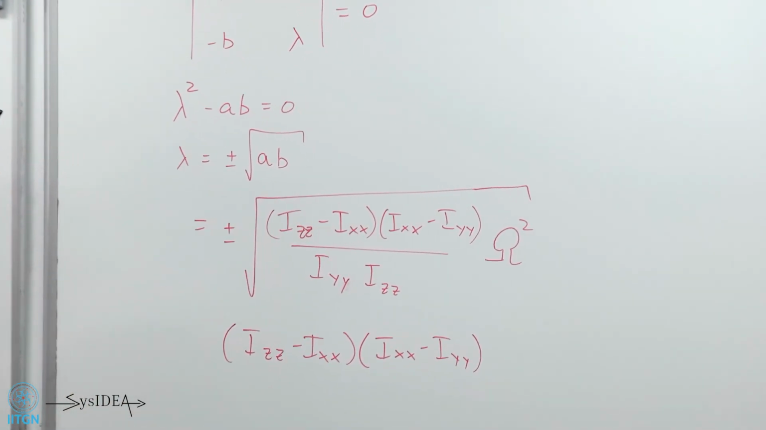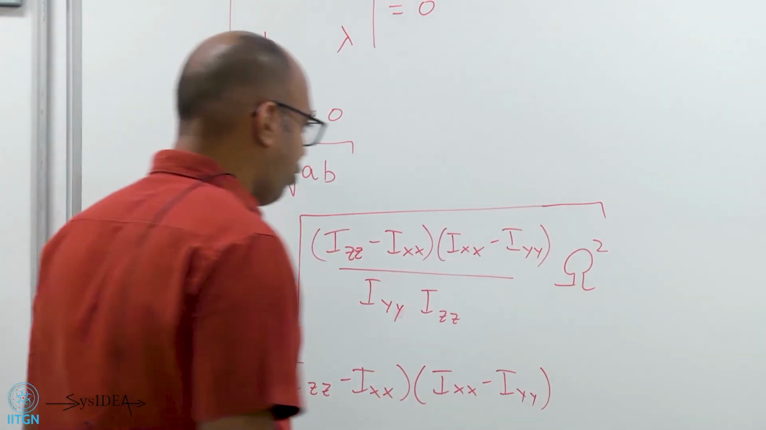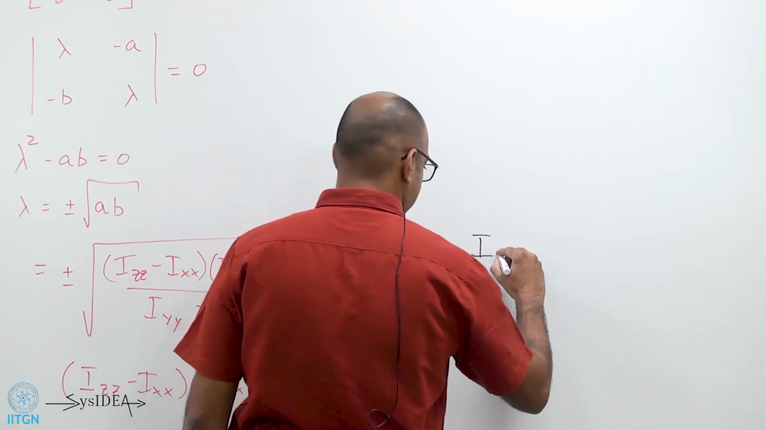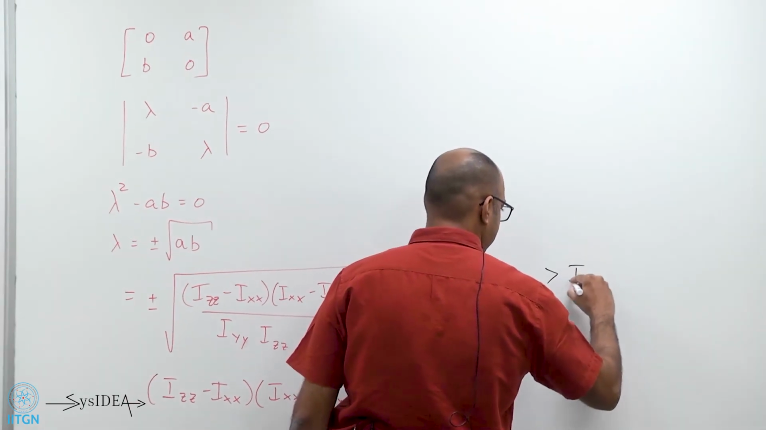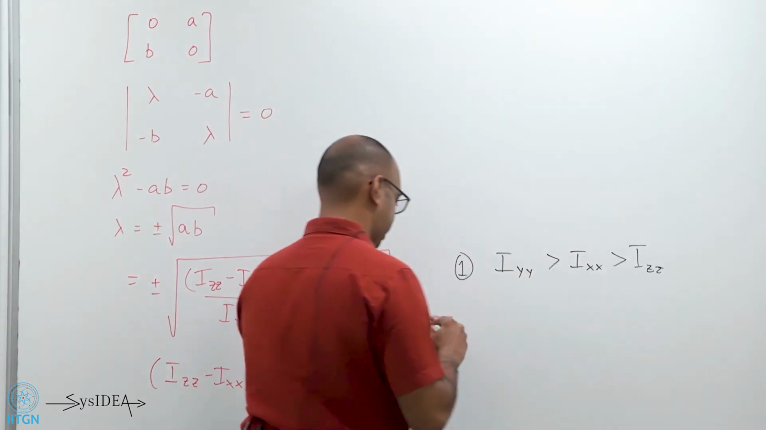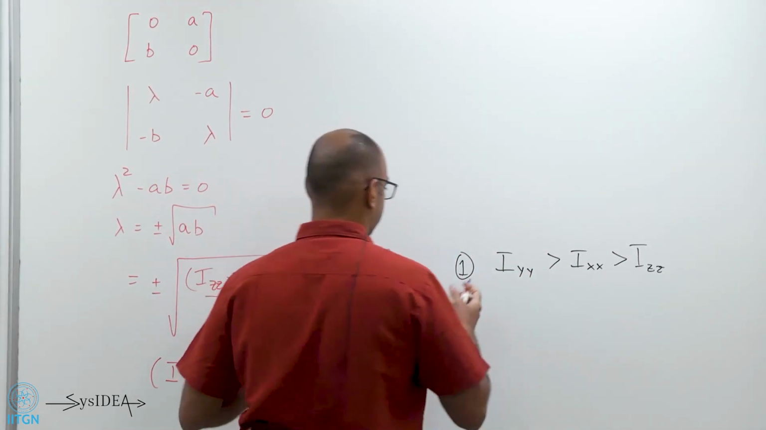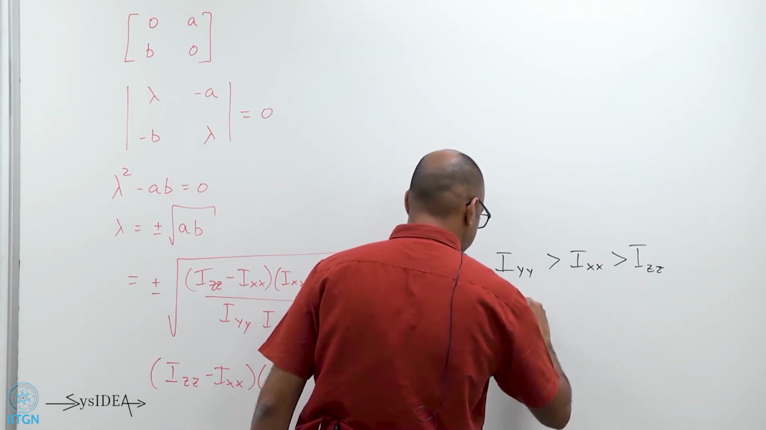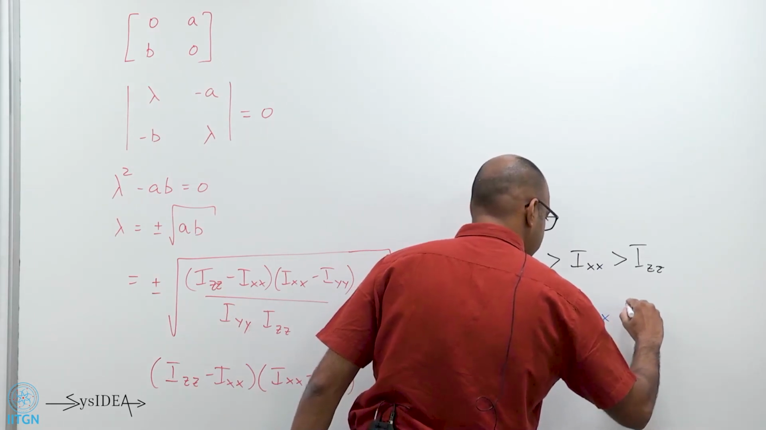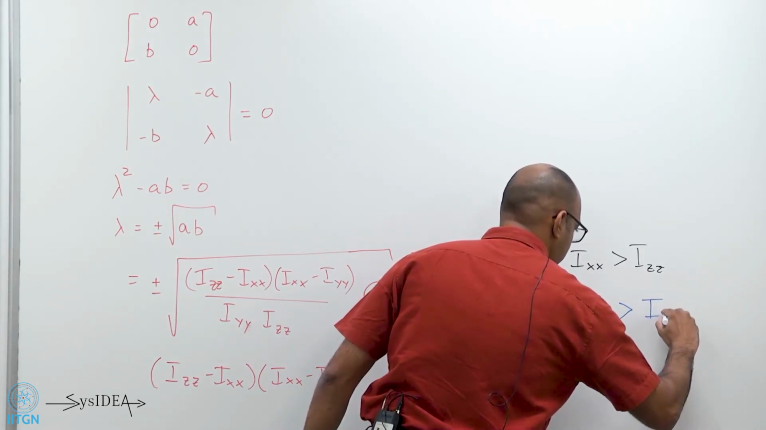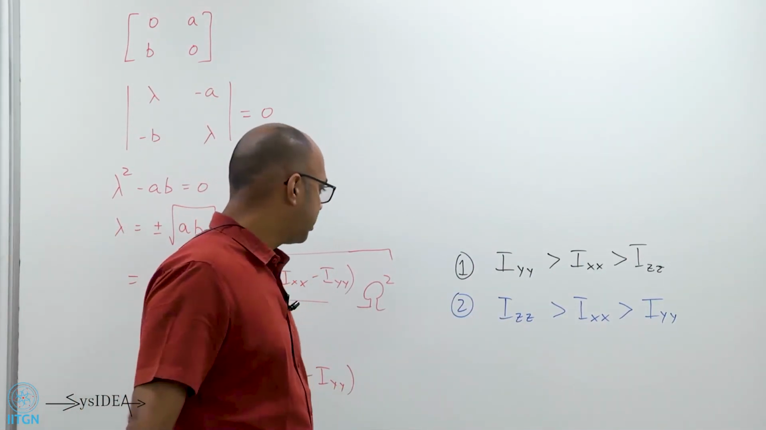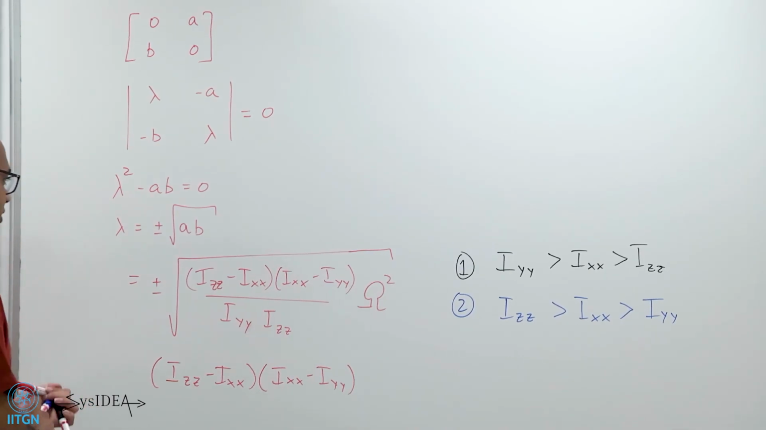So let's examine this term. Let us examine 4 different cases. Case 1, let's say IYY is greater than IXX is greater than IZZ, and case 2 is the flipped version of this: IZZ is greater than IXX is greater than IYY. And of course, I am conveniently omitting equal to here just for simplicity of discussion.